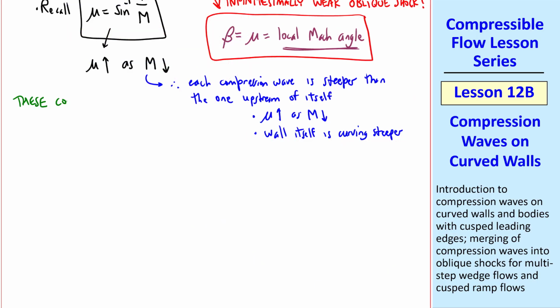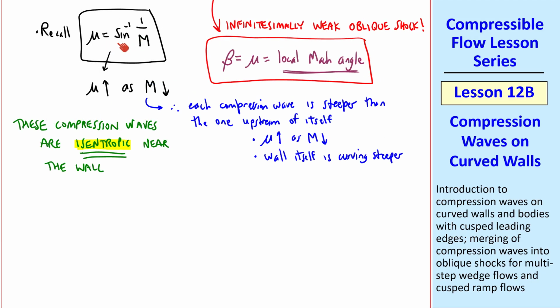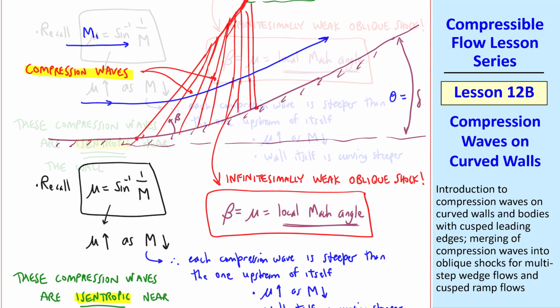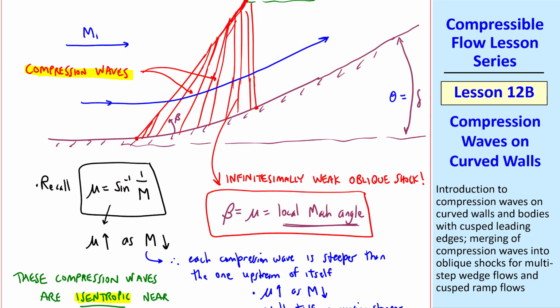I'll also comment that these compression waves are isentropic near the wall. They're isentropic because these Mach angles represent sound waves that are isentropic. But since there are an infinite number of them, they very quickly start to merge, and the flow is not isentropic away from the wall where these start to merge.